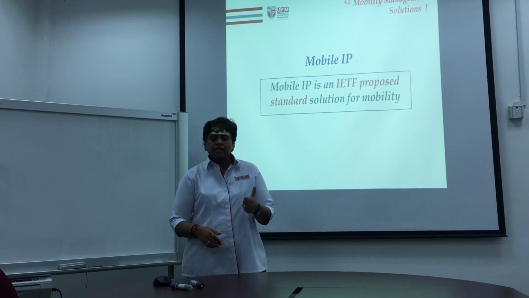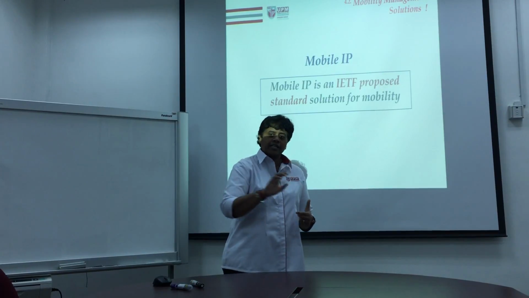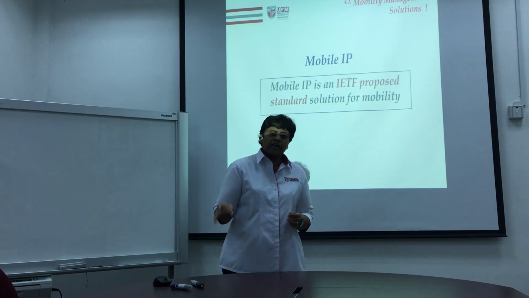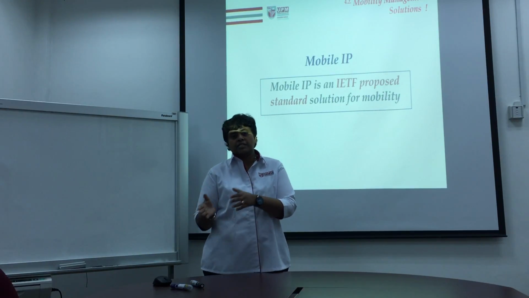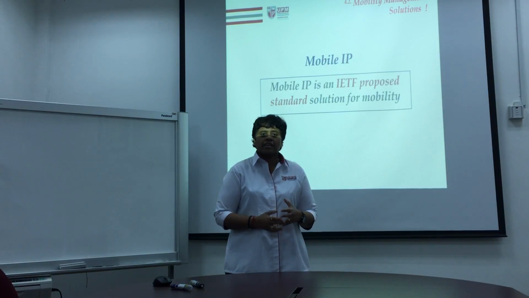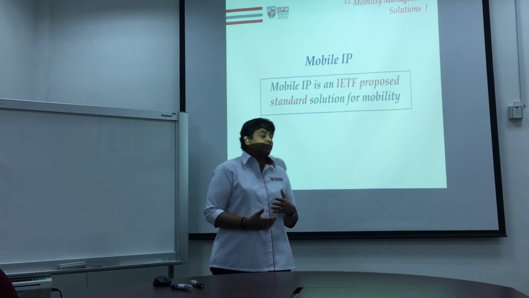That's number one. Number two, the speed of movement. At 80 kilometers an hour, there are many issues that you will have, because the process of handing off from one base station to another, and getting your IP addresses, involves a lot of issues.